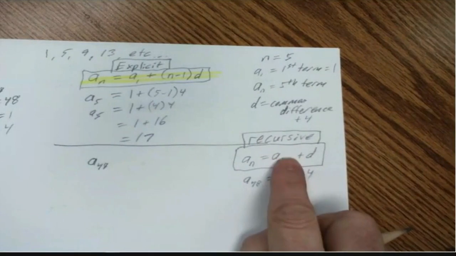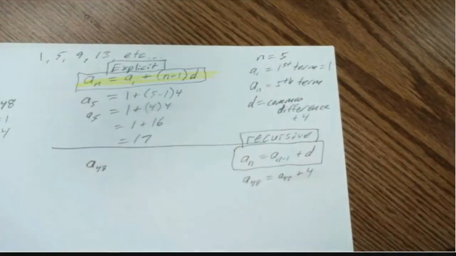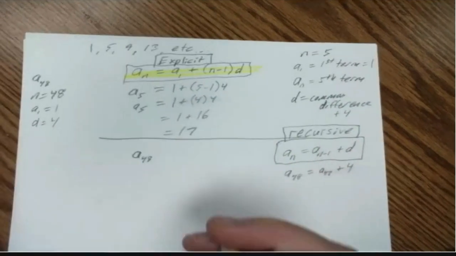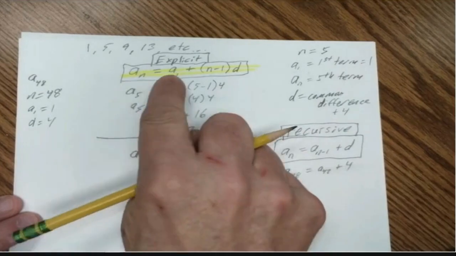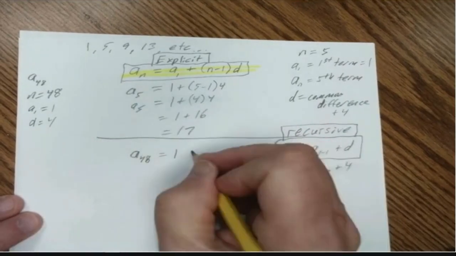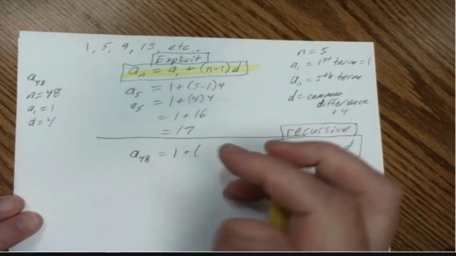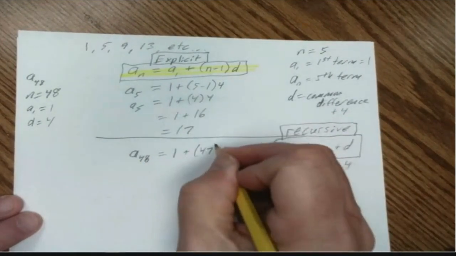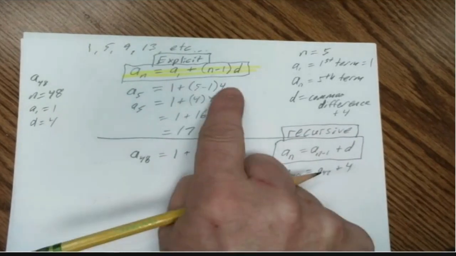Recursive, have to know the one before it. Explicit, we can jump straight to whichever term. We're going to use this for our 48th term without having to figure out the 47th. So let's use this. Our first term again is 1 plus n minus 1. 48 minus 1 is 47. We're going to just jump to that step. Times d. Well, our d is 4.